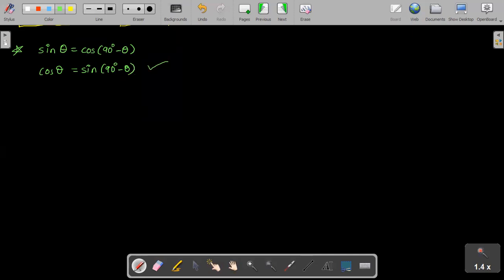Why I'm taking this? Because for sin theta we already have the answer. Sin 0 is 0 and sin 90 is 1. Now I want to find out for cos 0. Cos 0 का आंसर क्या होगा? Cos 0 degree equals sin 90 degree minus 0. Sin 90 minus 0 sin 90 होगा. Correct? Do we know the value for sin 90? Sin 90 का value कितना है? 1, right? So cos of 0 is 1.